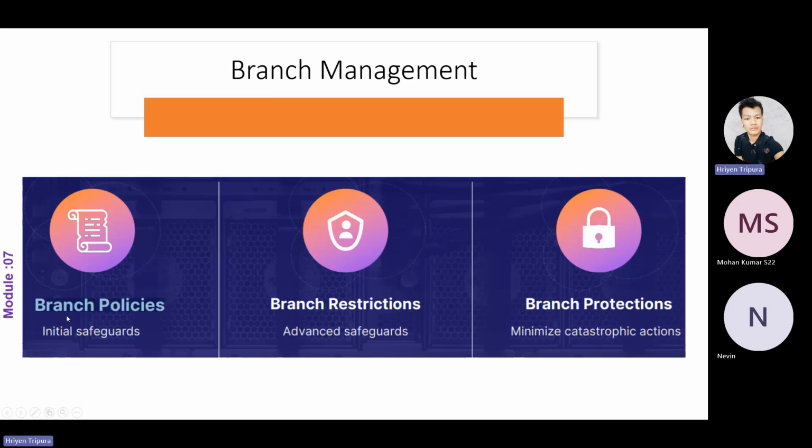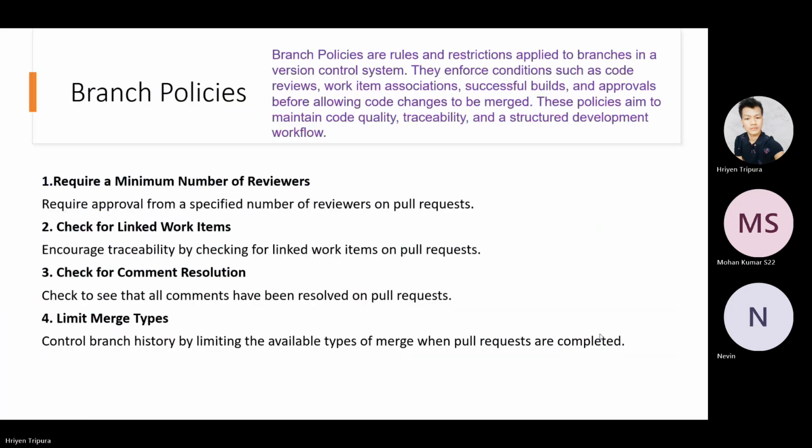When I say branch policy, it is the initial safeguards. If I say restriction, it is advanced safeguards. And if I say branch protection, it is about minimizing catastrophic actions. We will see each one of them in detail.